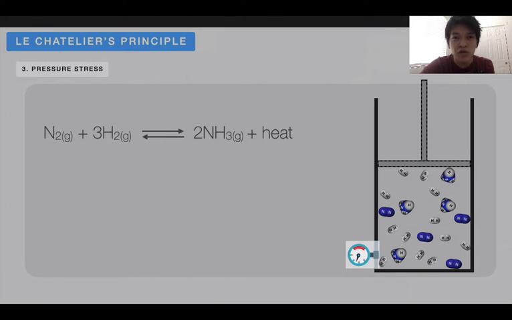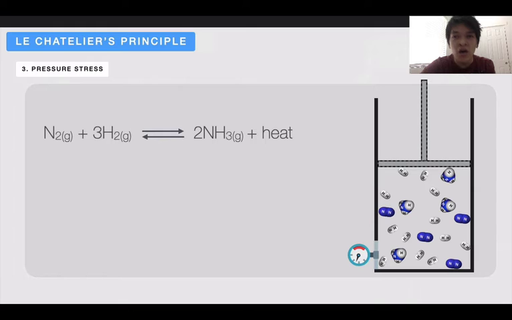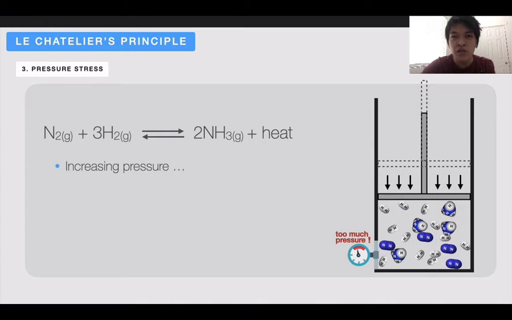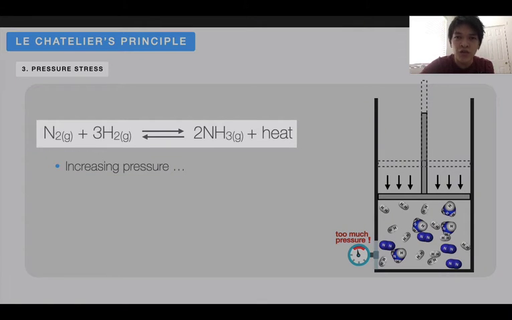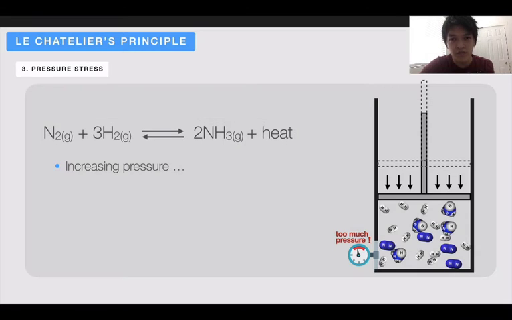Right now, the chemical system is at equilibrium. However, what happens if we increase the pressure? When the piston pushes down, this creates too much pressure on the system, and the system doesn't like this. Let's look at the chemical equation. Which way can the system shift, forward or reverse, to alleviate the extra pressure? I'll give you a hint.